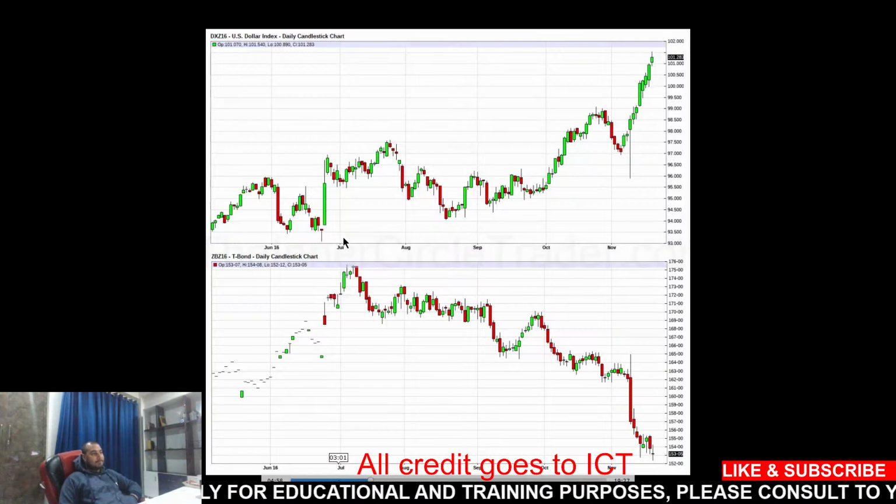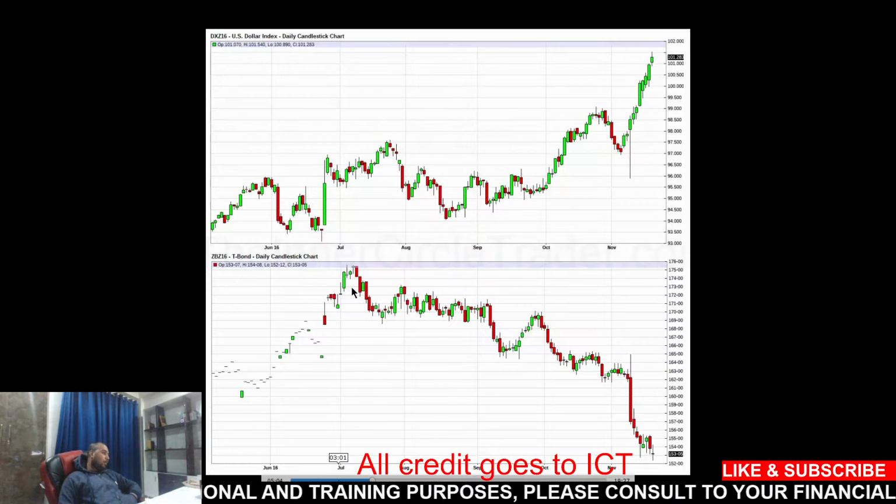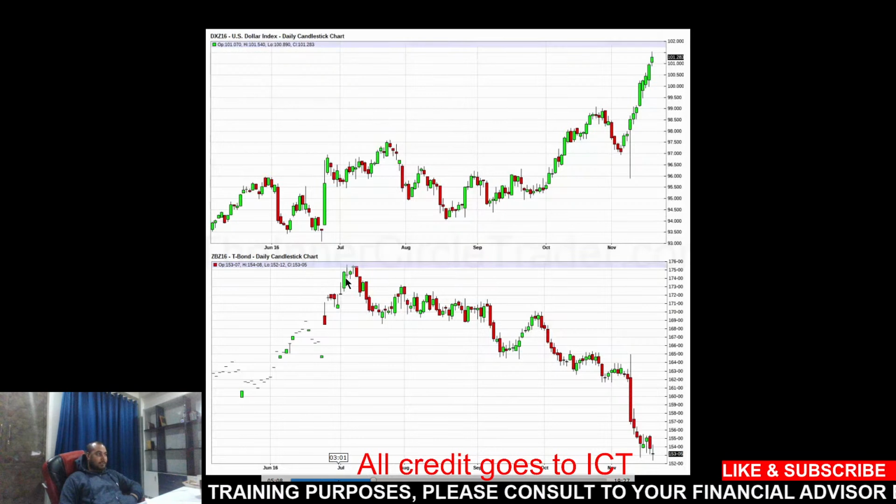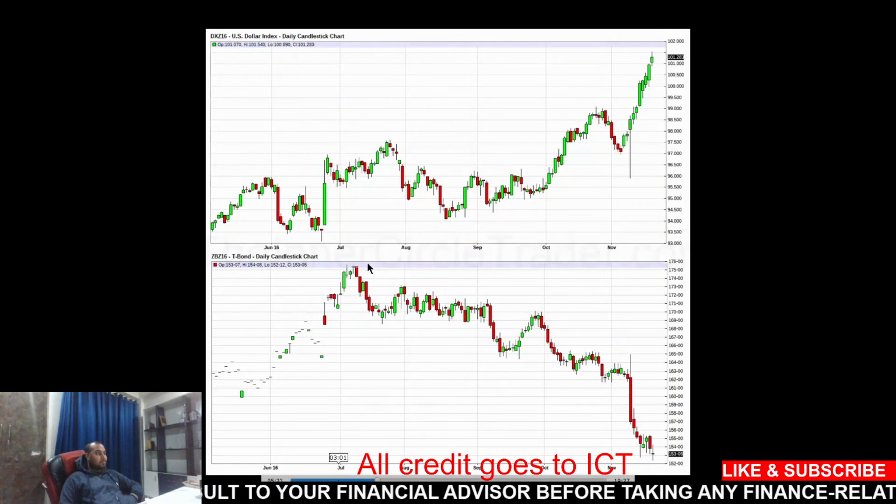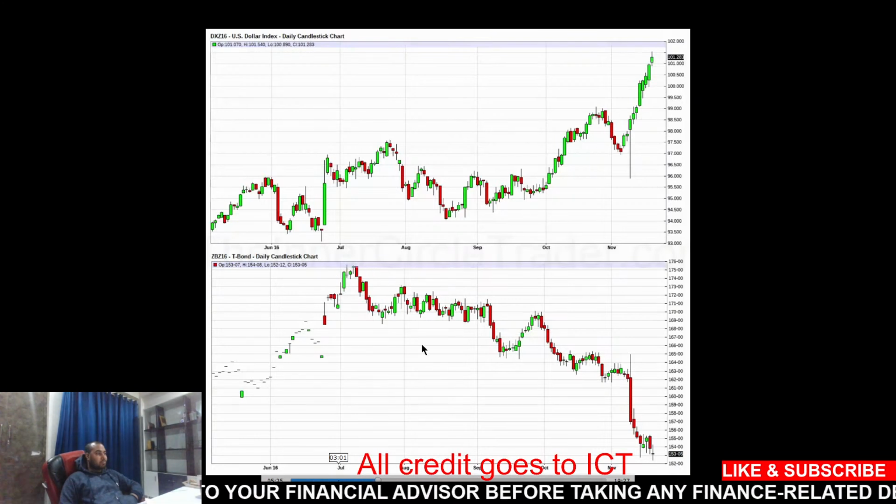Okay, so what we're looking at is about June, July, August time period. The top chart here is obviously the dollar index daily chart, and the lower chart is the Treasury bond market. This is the December contract. So December contract for the dollar index above us in the futures market, and the December contract for the bond market on the lower end. Between July and August, there was a high that formed in the bond market.